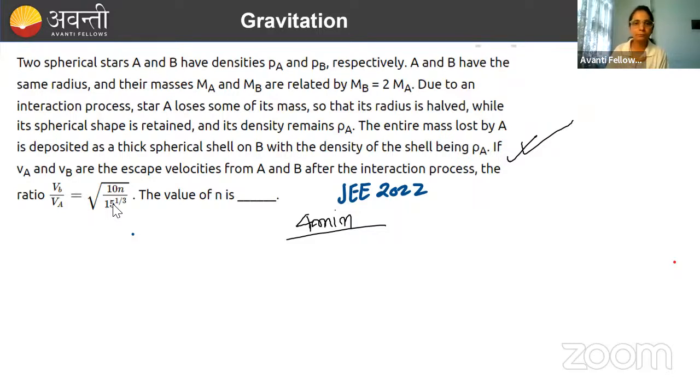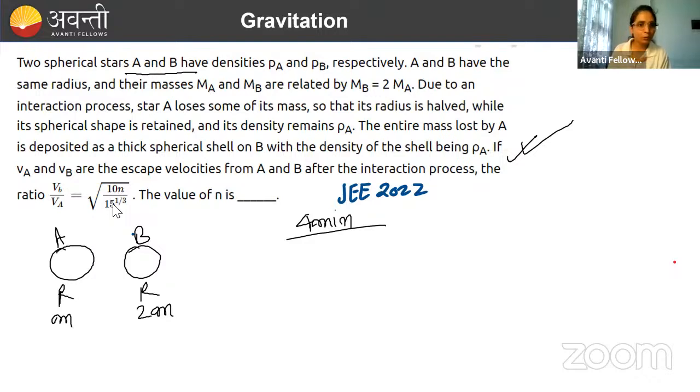चलो ठीक है. So what the question is here: two spherical stars are there, A and B. तो चलो यहाँ पे मैं पहले स्टार बनाती हूँ. This is A and this is B. Now what information is given for them? A and B have the same radius, दोनों का ही radius same है. Their masses are related as: mass of B is double the mass of A. So suppose mass of A is M, so mass of B will be 2M.